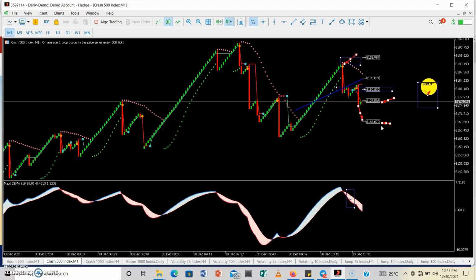Okay, again we can move on to Crash 1000 and Boom 1000. It still works in the same way. We're using the 1 minute time frame, and we can also scalp and catch spikes using this with an 80% accuracy. Like I said before, I can't really continue explaining because there is a lot.